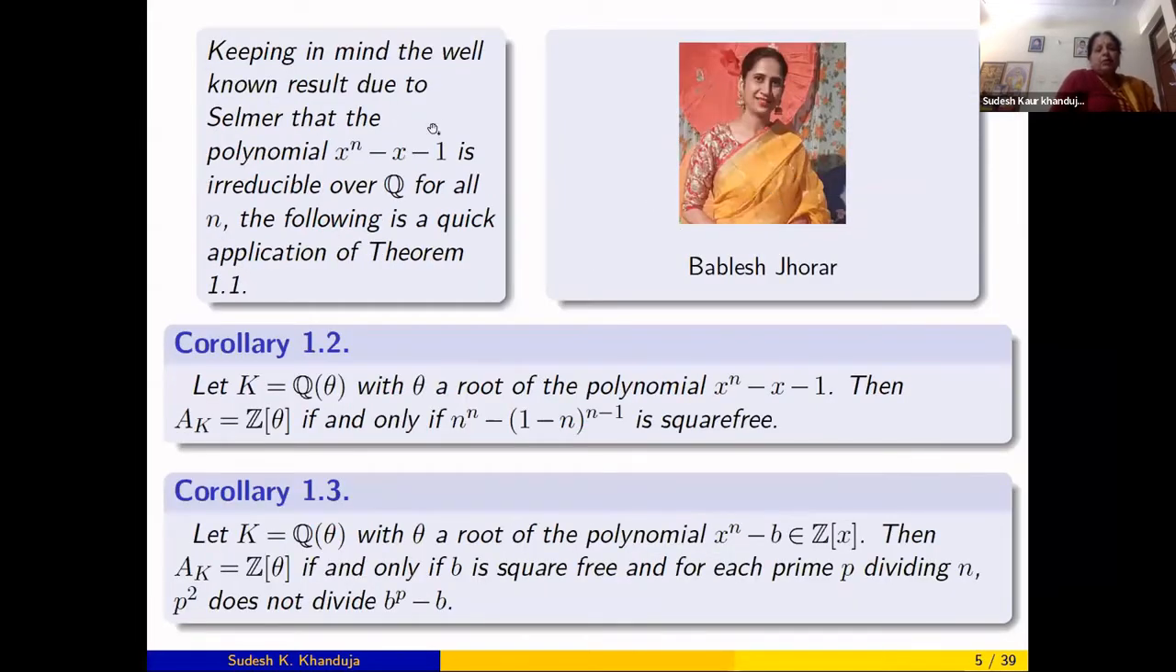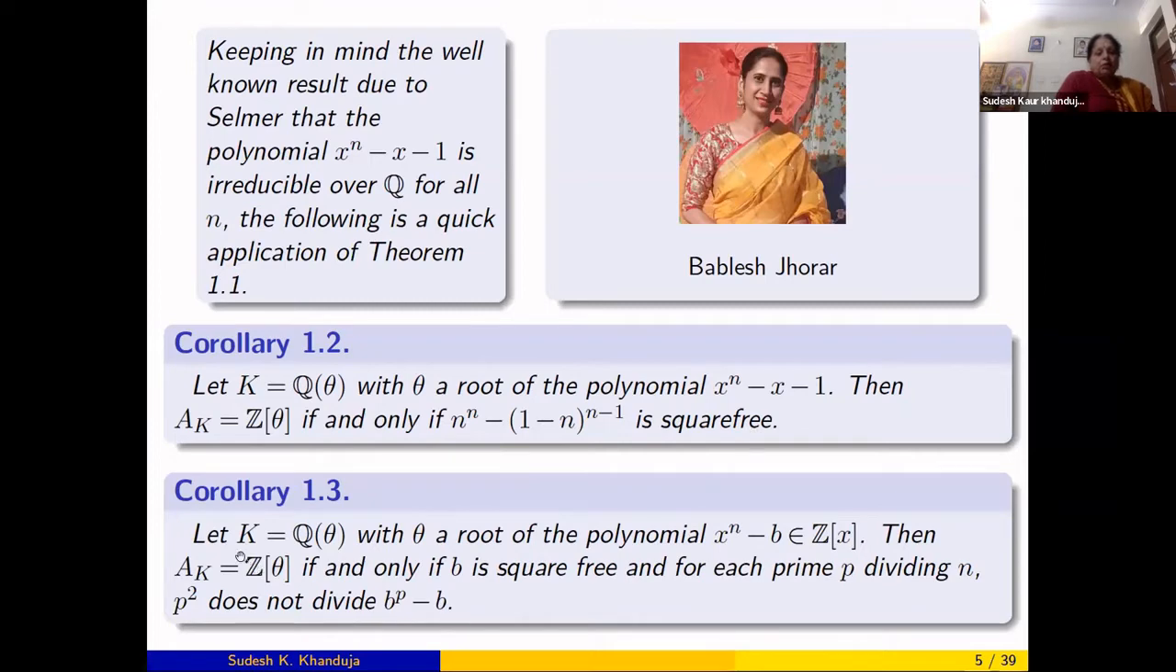Keeping in mind the well-known result due to Selmer that the polynomial x^n - x - 1 is irreducible over rationals for all n, the following is a quick application of Theorem 1.1. Let K equal to Q(θ) with θ a root of the polynomial x^n - x - 1, then A_K equal to Z[θ] if and only if n^n - (n-1)^{n-1}... is square free.